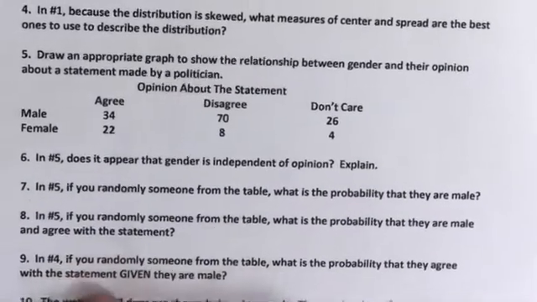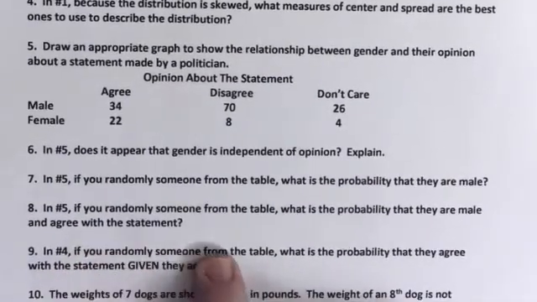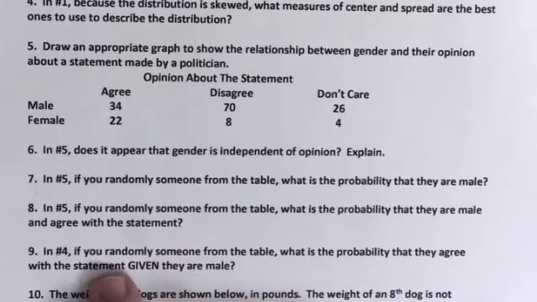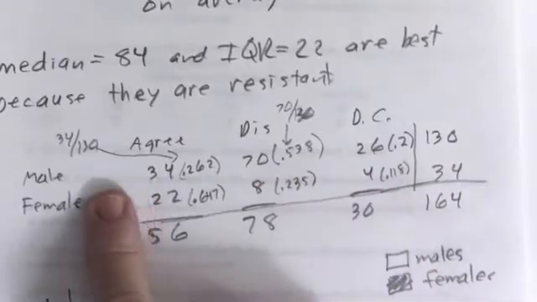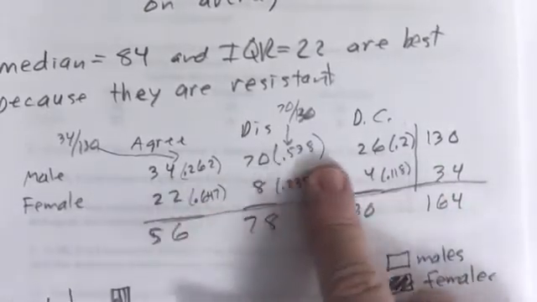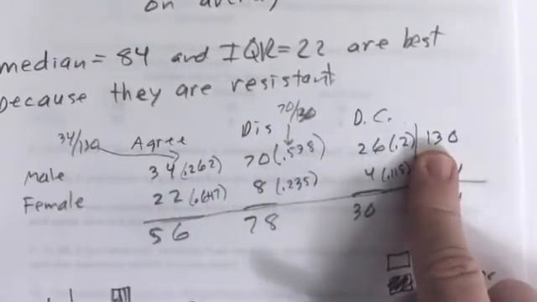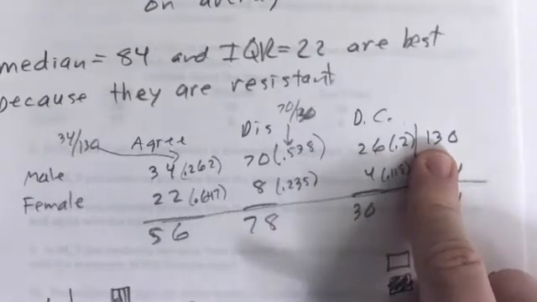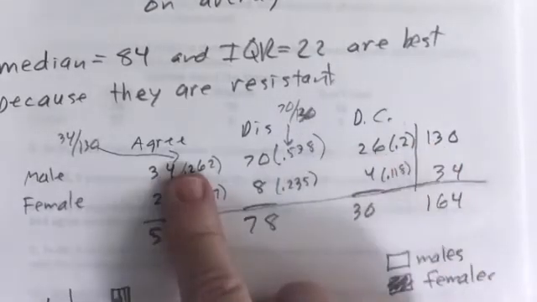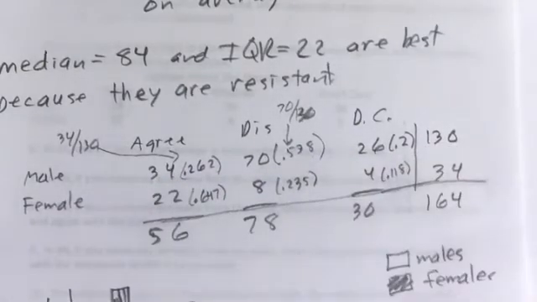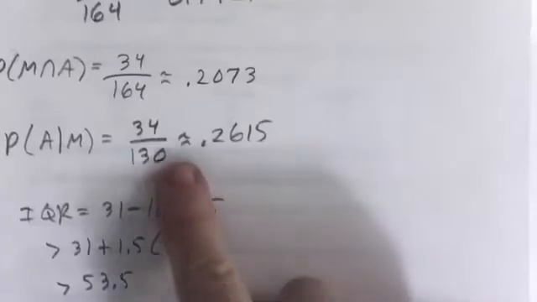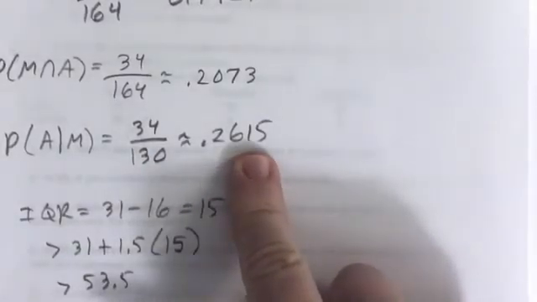Number 9, if you randomly select someone from the table, what's the probability they agree with the statement given they're male? All right, so given they're male, you can only look at what you're given. You're given just this row, these 130 people. So what's the probability that they agree? And so that would be 34 out of 130, which is 0.2615.